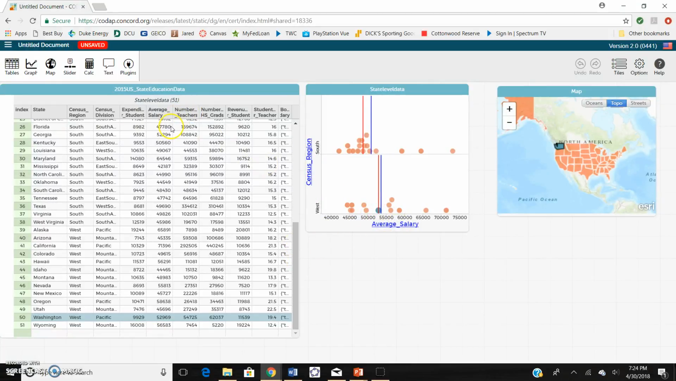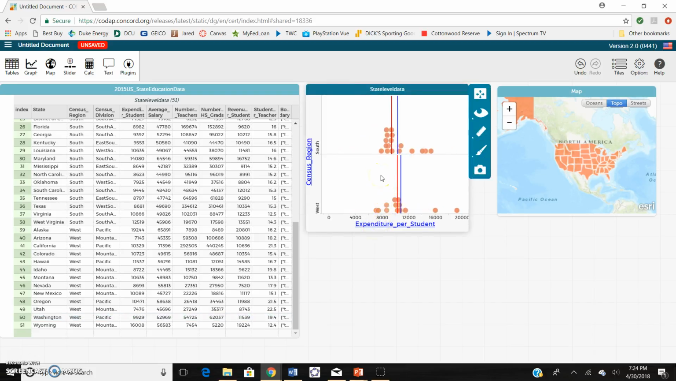So let's take a look at another measurement over here. So let's look at expenditure per student. So how much money as a teacher I will have to spend on each student in my classroom. And so it looks like the mean is $10,846 in the West, and $10,375 in the South. So the mean is larger in the West, and as well the median is.